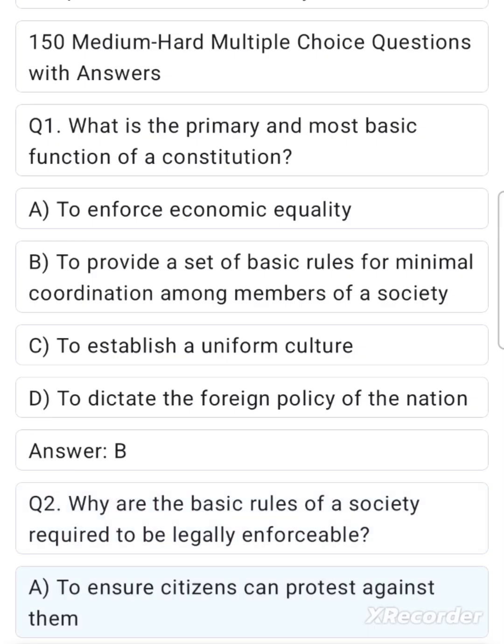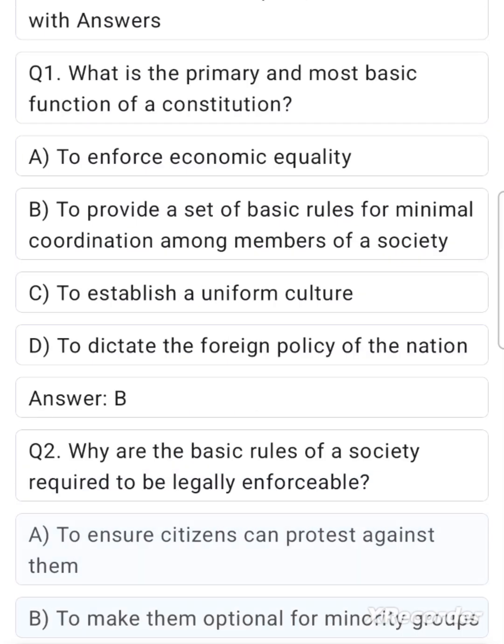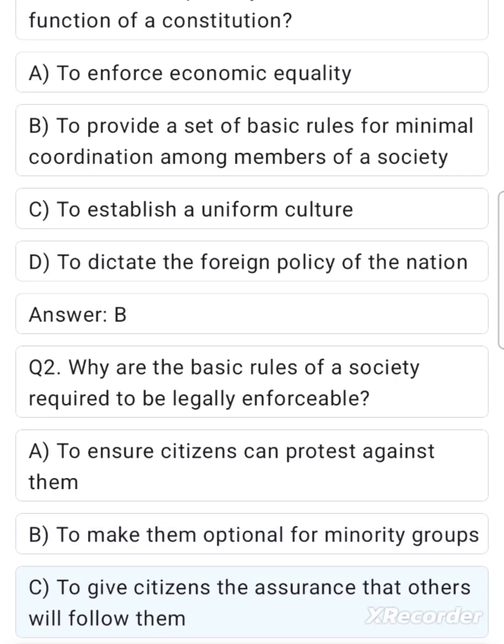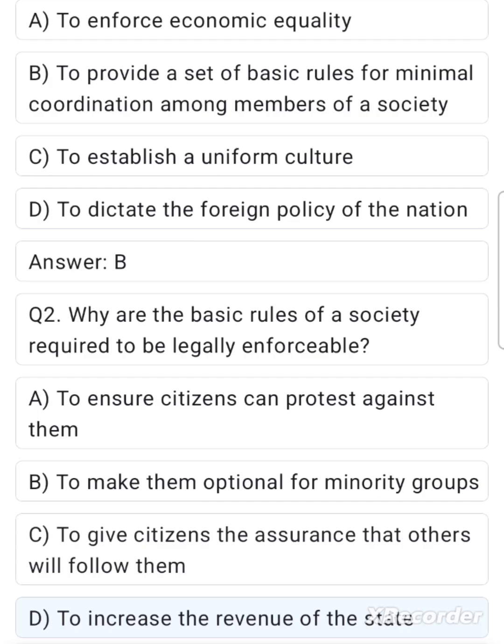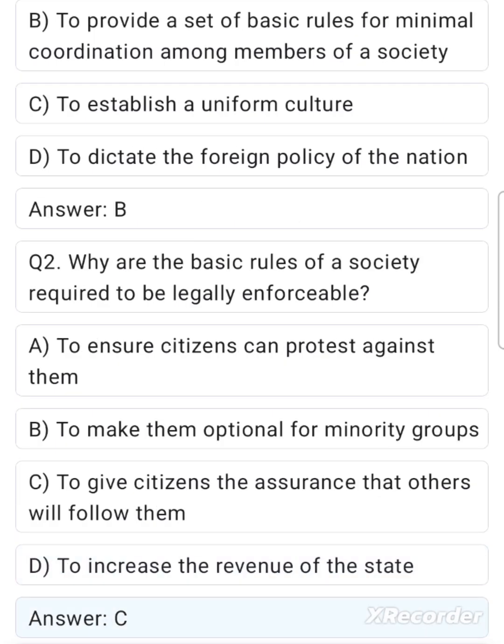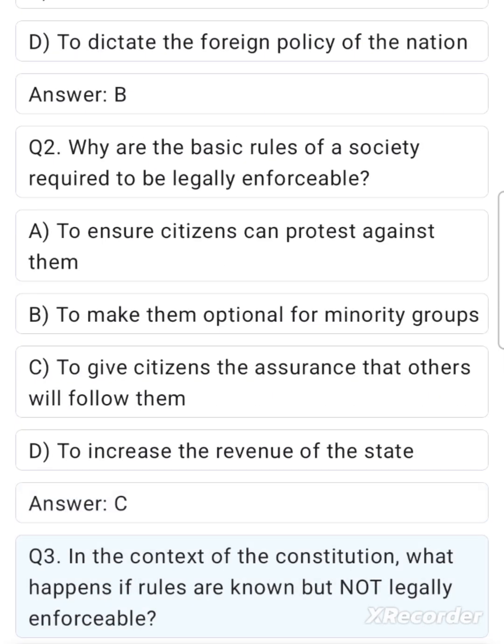Q2. Why are the basic rules of a society required to be legally enforceable? A. To ensure citizens can protest against them. B. To make them optional for minority groups. C. To give citizens the assurance that others will follow them. D. To increase the revenue of the state. Answer. C.